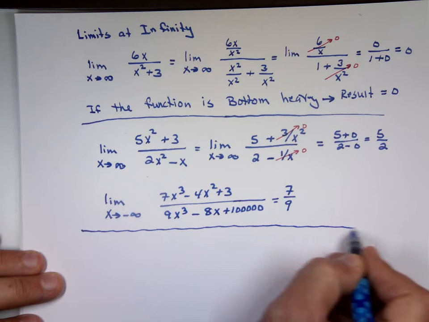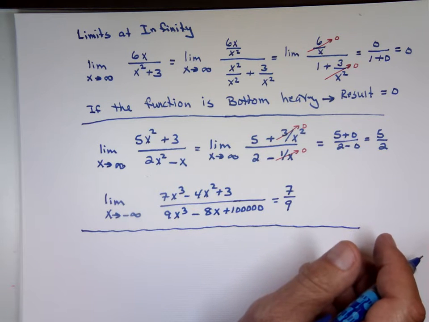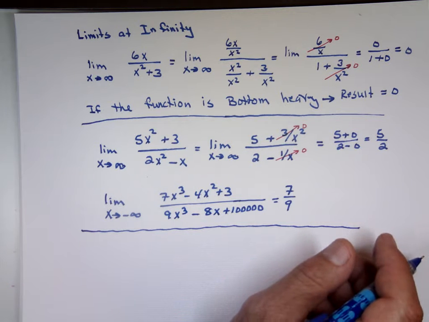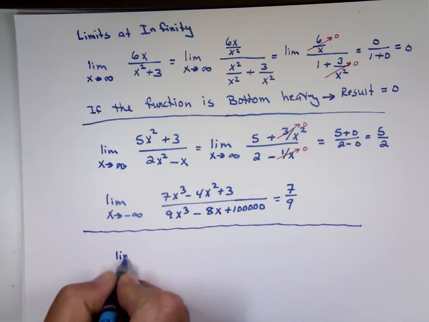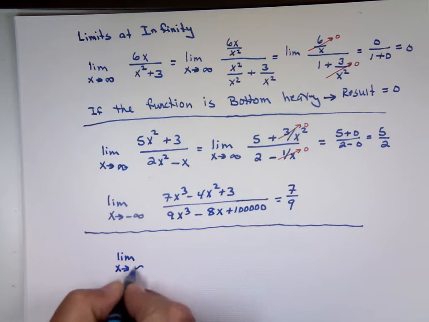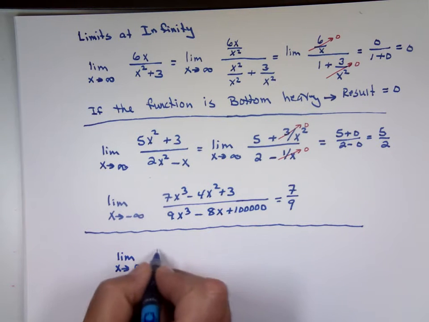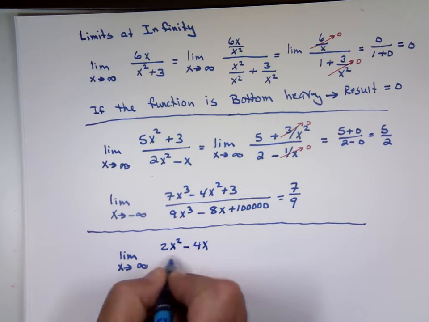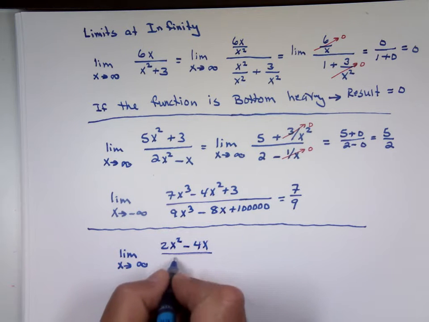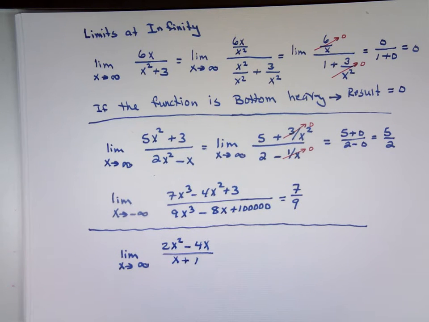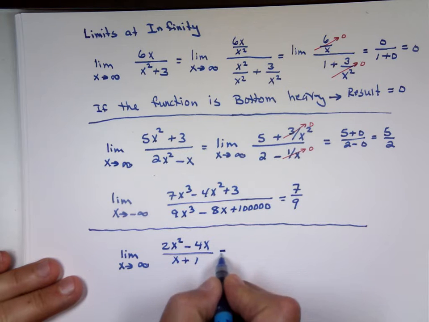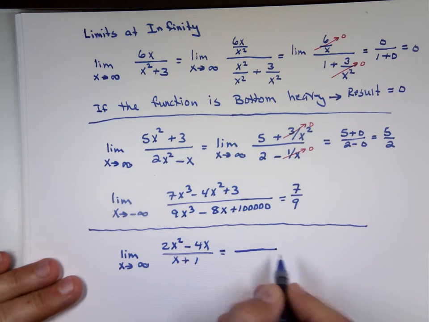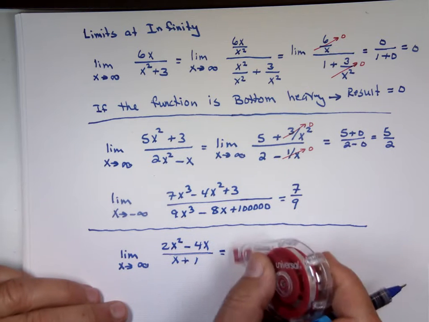What about if the exponent on the top is larger than the bottom? And our book is only doing 1 degree higher. So what's the limit? Well, if you use the rule, you divide by x to the highest power, right? Which is x squared. So you end up with what?